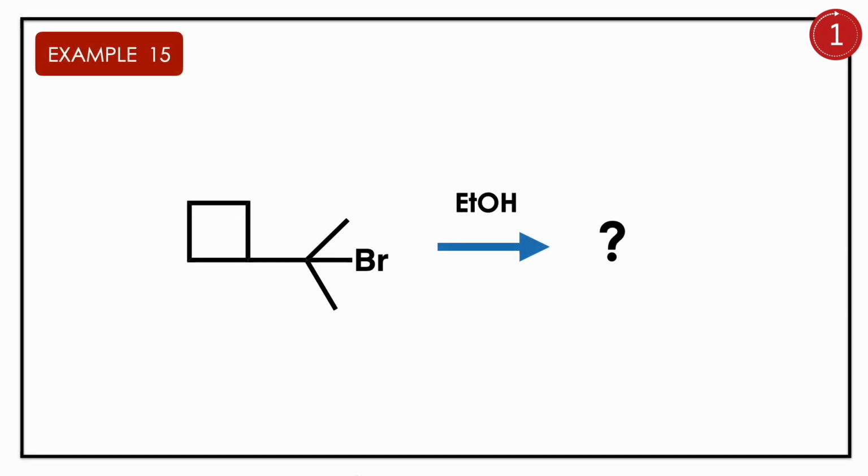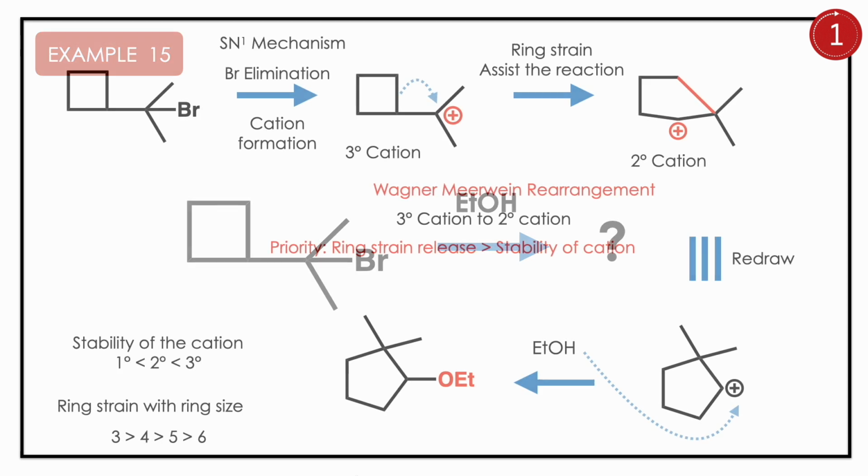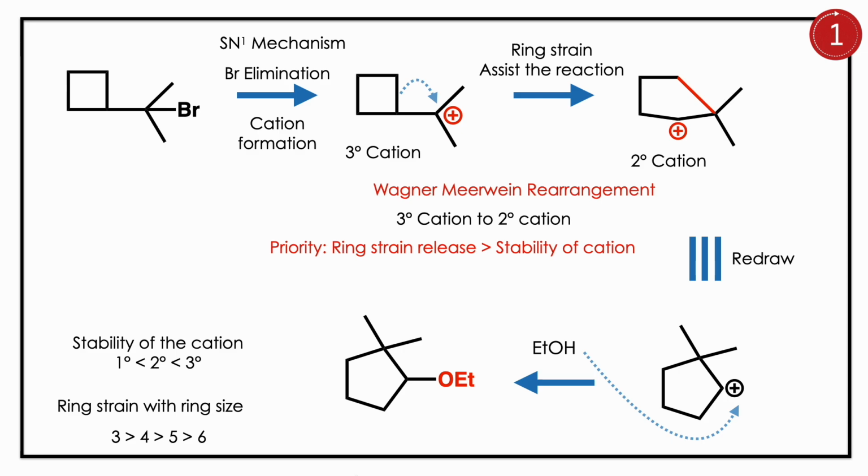Then the example 15, you have cyclobutane, and as side chain you have bromine with 2 methyl groups, and you are reacting with ethyl alcohol. You should find what will be the final product. Here you have bromine in the tertiary position, so the chance of tertiary cation formation is higher. Typical SN1 mechanism, cation formation occurs by bromine elimination. The cation is already tertiary, but we have ring strain here. So the priority of ring strain release is higher than the stability of the cation.